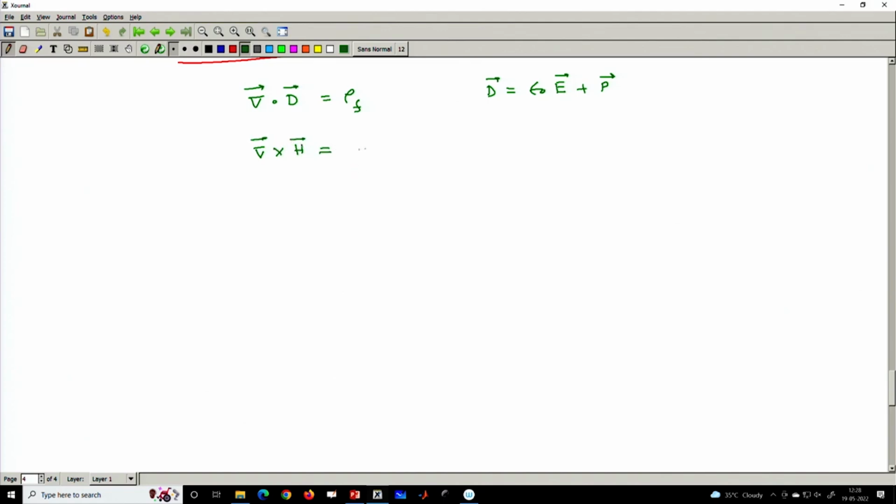Another equation that we modified is the curl of H is equal to the free current density plus the rate of change of displacement, where H is defined as B divided by mu 0 minus M.